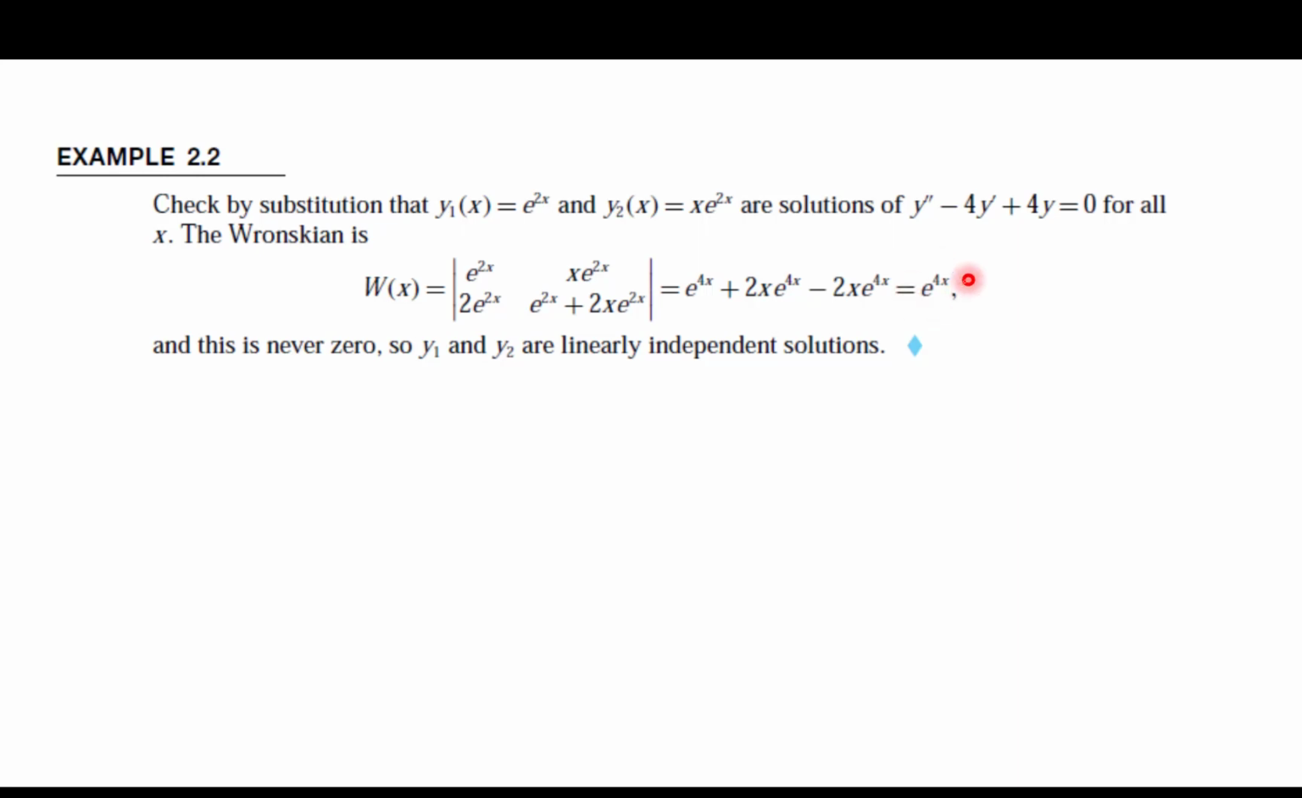Exactly, e to 4x. Can you think about this? It's an exponential function. It won't be 0 at all, and this is a non-zero value. So y1 and y2 are linearly independent solutions. I hope that from this example you now understand the meaning of the Wronskian.